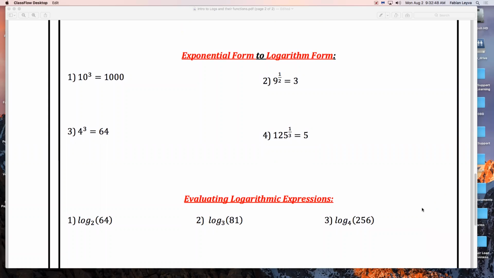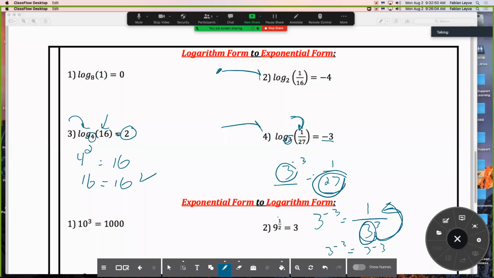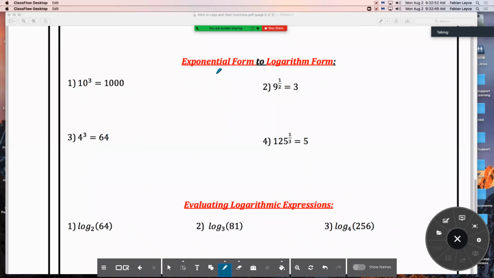So let's go from exponential to logarithm. Notice that if we ever have some type of statement that involves an exponent, you can technically rewrite it as a logarithm and vice versa, just like we did above.